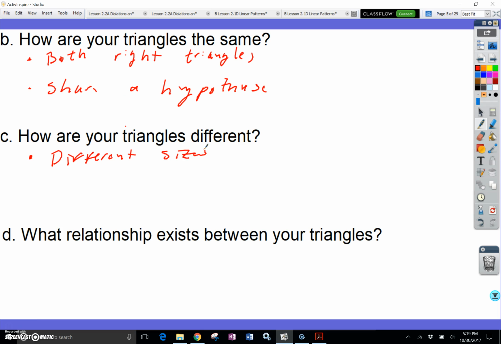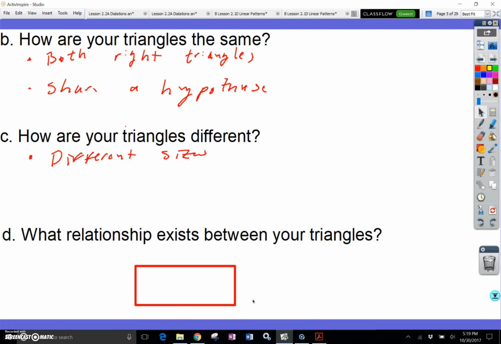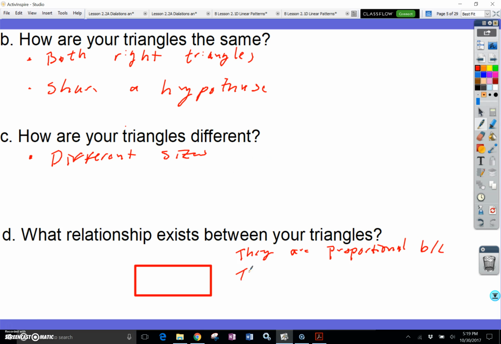Now, what is the relationship between your 2 triangles? In the previous lesson, we looked at dilations. As a quick reminder, a dilation is when I have a shape and we're trying to look for a scale factor by either shrinking or growing it at the same rate for both the length and the width. So we're dealing with a triangle here, so they are proportional, because they are a dilation of each other.